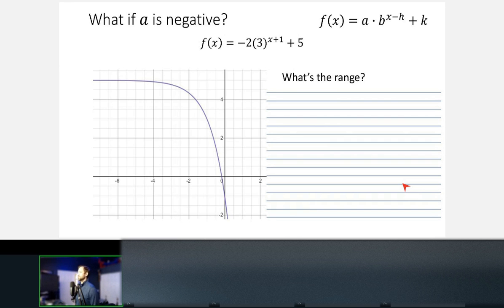Looking at this graph, what is our smallest y value? Negative infinity. What is the largest y value we get to without touching it? 5. Now put that together. Negative infinity to 5, with parentheses. Negative infinity to 5.